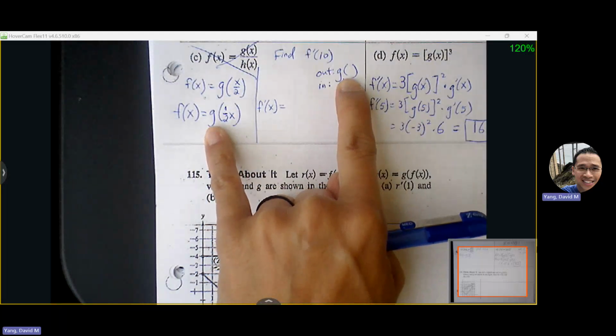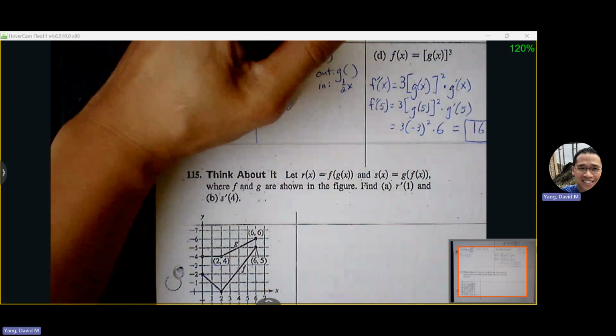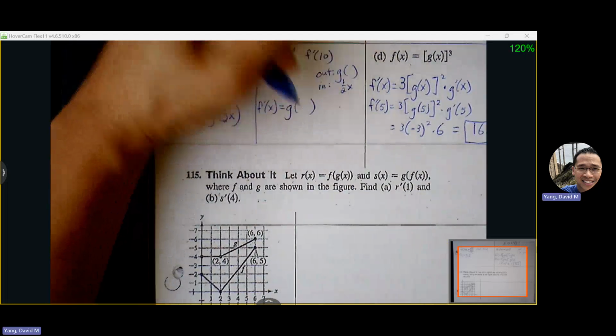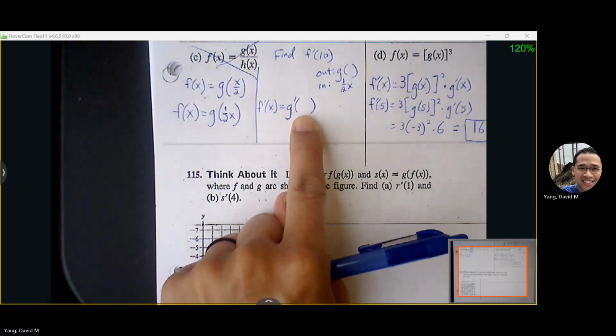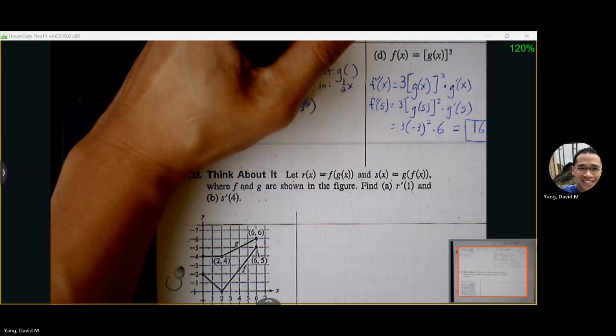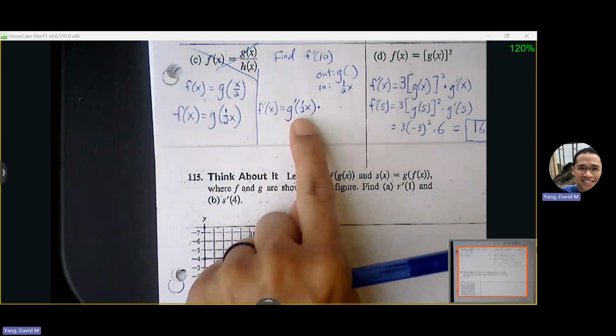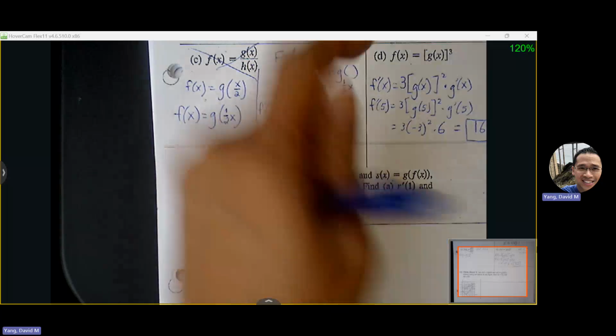What's the derivative? Yeah, G prime. So G prime, and what goes inside the parentheses if we were doing G prime? The same, right? So just what? Just 1/2 x. So now that we're done with the outside derivative, we can move on to the inside derivative. What's the derivative of 1/2 x? Just 1/2, yeah.